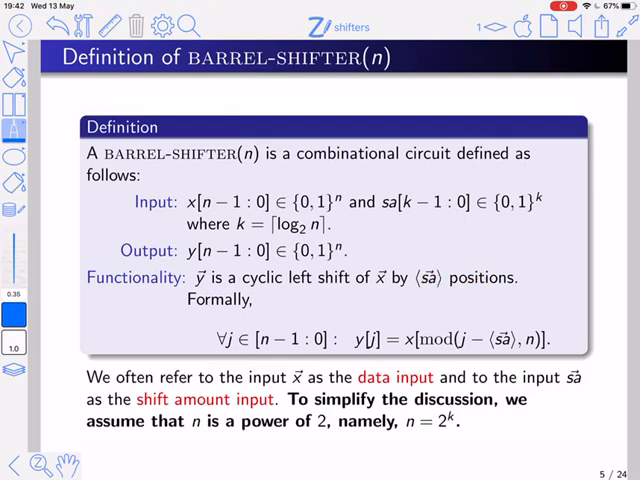You look at SA and you think of SA as encoding a number in binary representation, and this is the number which specifies the number of positions by which you perform the shift. So formally speaking, yj should equal x in position mod of j minus the shift amount, comma n. We refer to x as the data input. We refer to SA as the shift amount input. And to simplify the discussion, we will assume that n is a power of 2, and therefore you don't need this ceiling and life is easier.